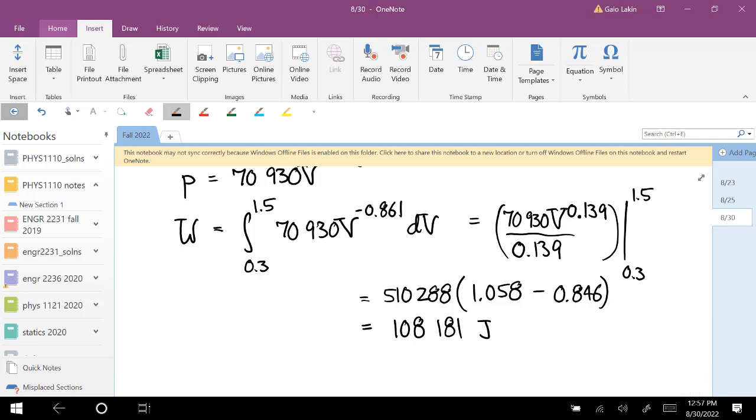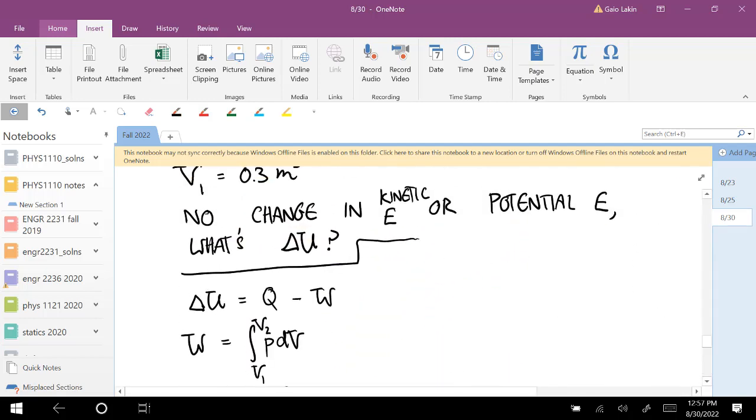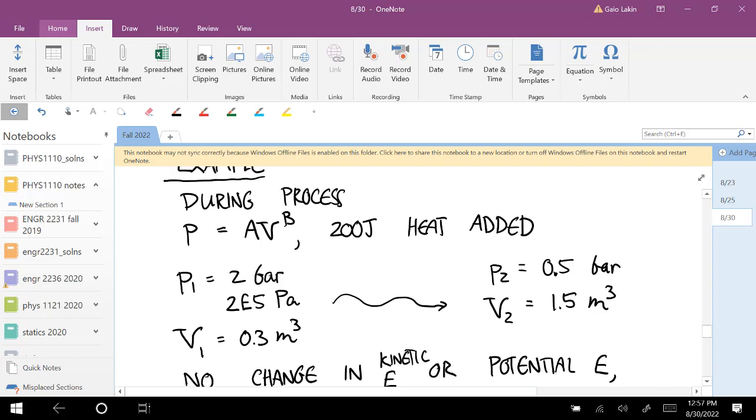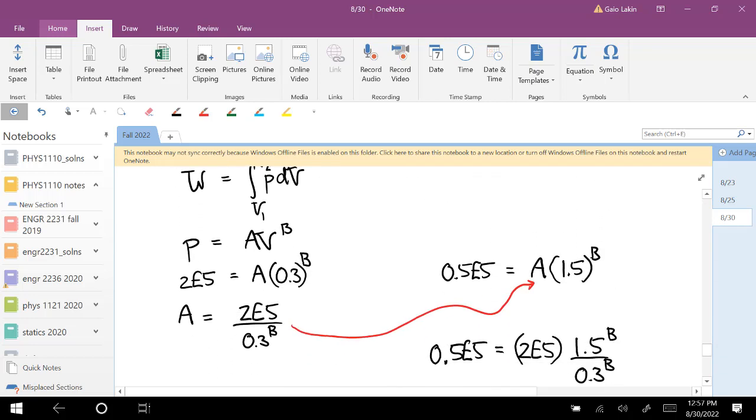Does it make sense that it's positive? Yes, the volume increased, so it's positive. Now we have the work, that's by far the most time-consuming part of this problem. Yeah, because we just needed the work and the heat.